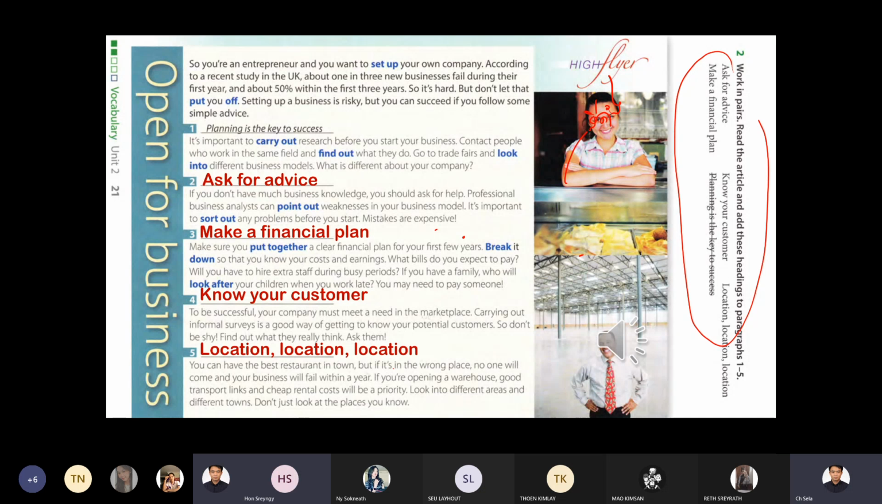Planning is the key to success. No, start from the beginning here.